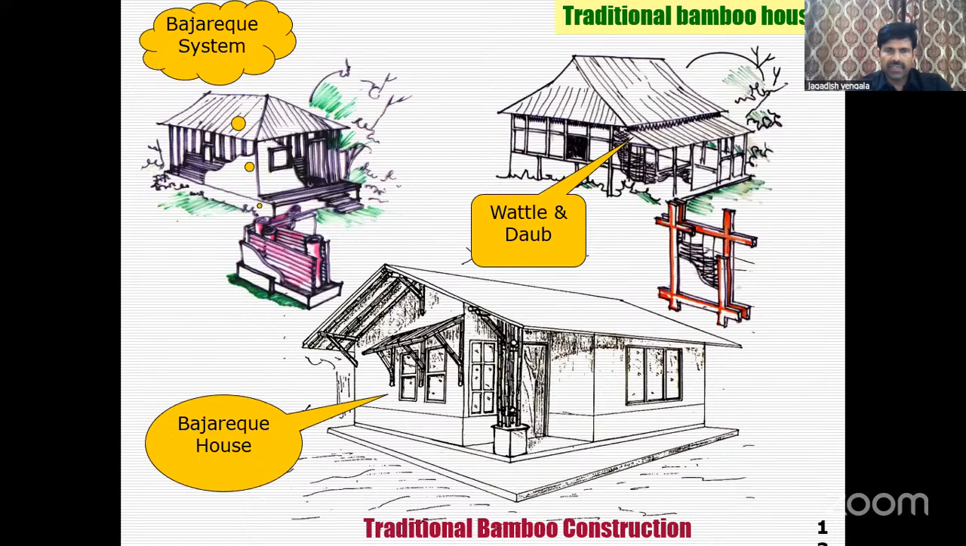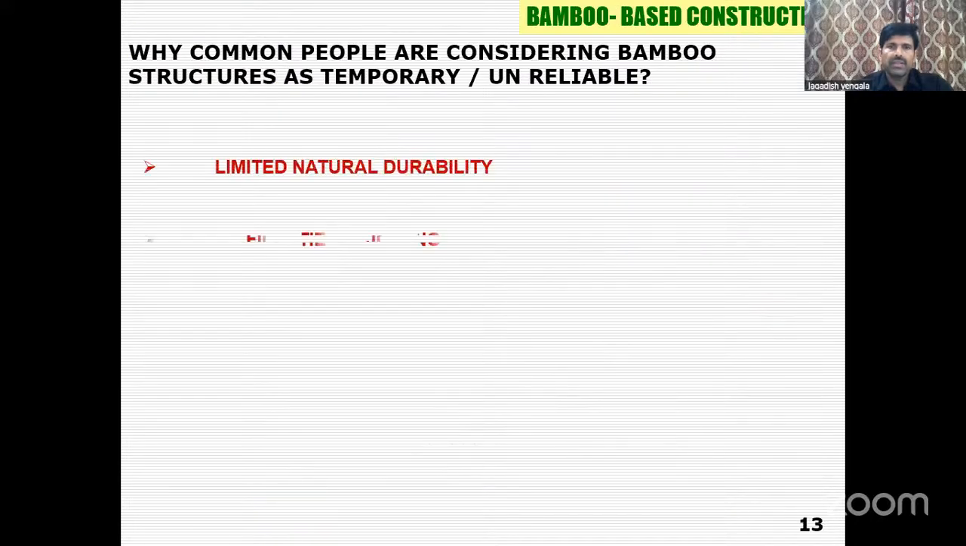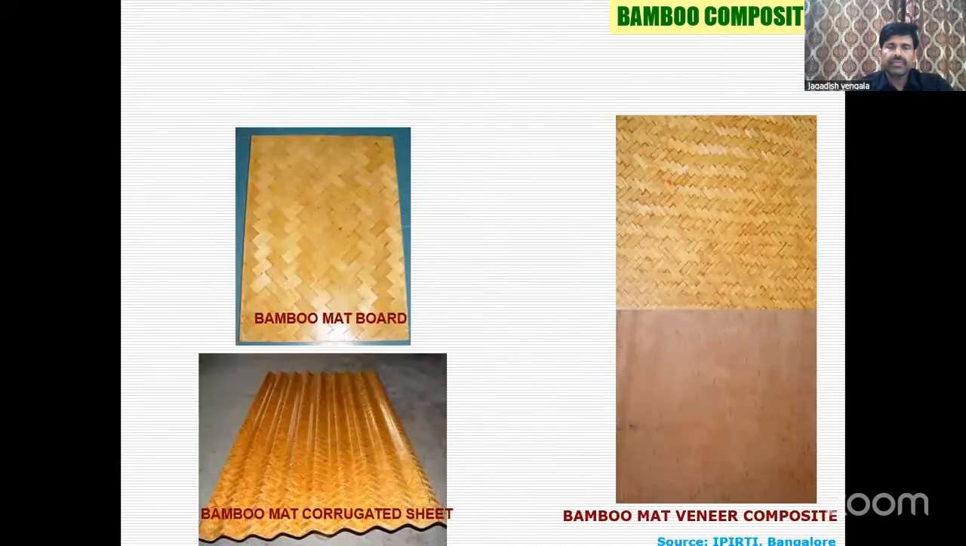And coming to the different housing systems, traditionally in Colombian and other North American and South American countries, you can see the barrack system and the wattle and dab system are most common, wherein bamboo is utilized for different purposes. And then composites have come into the picture.